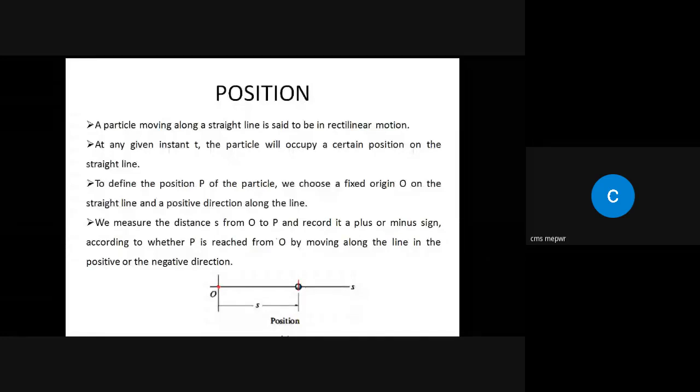After the reference, you will set the positive and negative: if the object is moving in this direction, it is positive, and if it is moving in this direction, it will be negative. You can set it the opposite way, so it's up to you. Once you do it, you will measure the distance between this point and this point. You can subtract the coordinate of this point from the coordinate of that point, and you will get the exact value of where the object is standing at the moment. I have mentioned the same thing over here in these bullets.